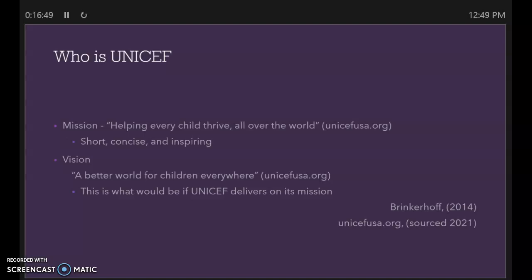And it incorporates the three things Birkenhoff believes makes an effective mission statement. It is short, it is concise, and it's inspiring, and leaves those who stumble across it looking to learn more about the organization. The vision here is a better world for children everywhere. And you can see that this is what could be, what it aspires to be, if UNICEF is able to deliver on its mission.